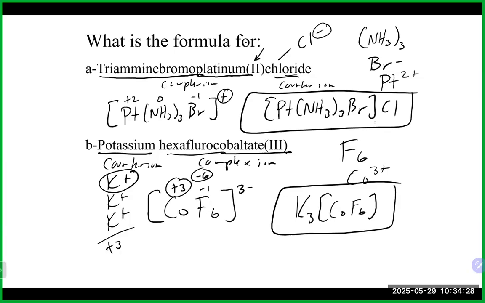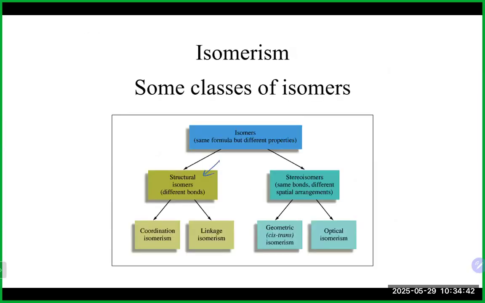In this case here, the coordination number is 4. Here, the coordination number is 6. So, all right, let's talk a little bit about some other aspects of complex ions, and these are isomers. Isomers have sort of the same formula, but they have some different properties, and sometimes that's different connectivities.